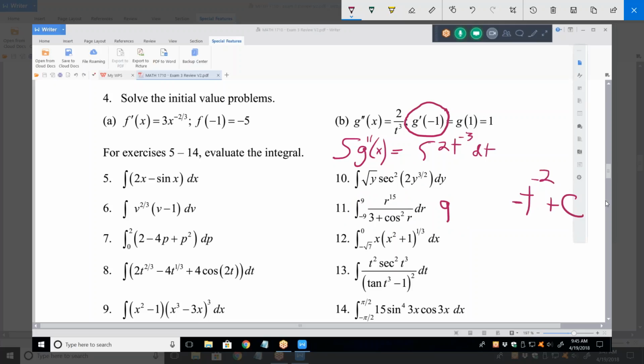The integral of g double prime was g prime. That's a typo. That should be a t. It's not x. It's a function of t. Okay? So, if that is true, and they tell us that g prime of -1 equals 1, that's what that says, is that's equal to 1. So solve this for c.